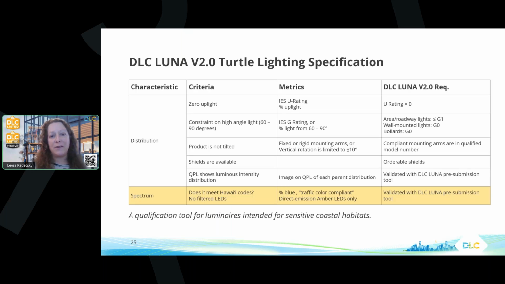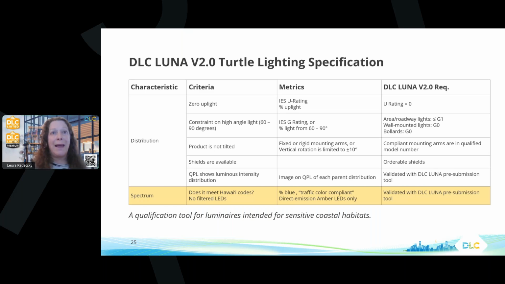Finally, let's talk about spectrum constraints. As I mentioned before, direct emission amber LEDs are required. These have very, very little light below 560 nanometers, mostly again between 520 and 560. But we show you some additional information on the QPL. So the first thing we show is, does it meet Hawaii code? Hawaii has 2 counties with some spectral requirements. And we show you how it aligns with those code requirements.